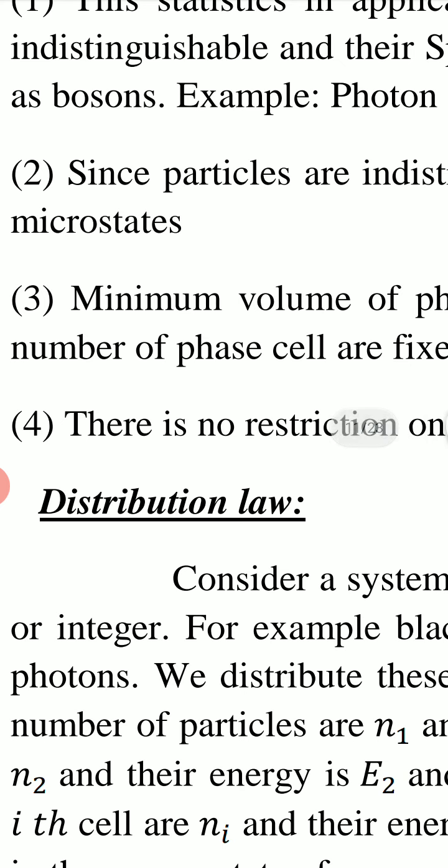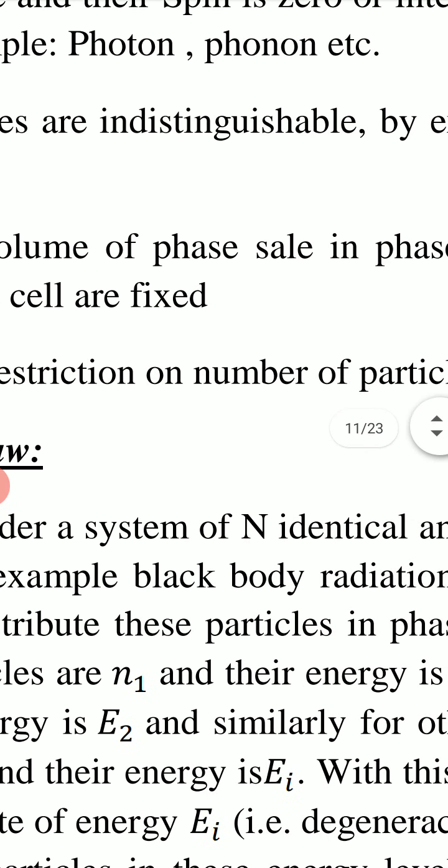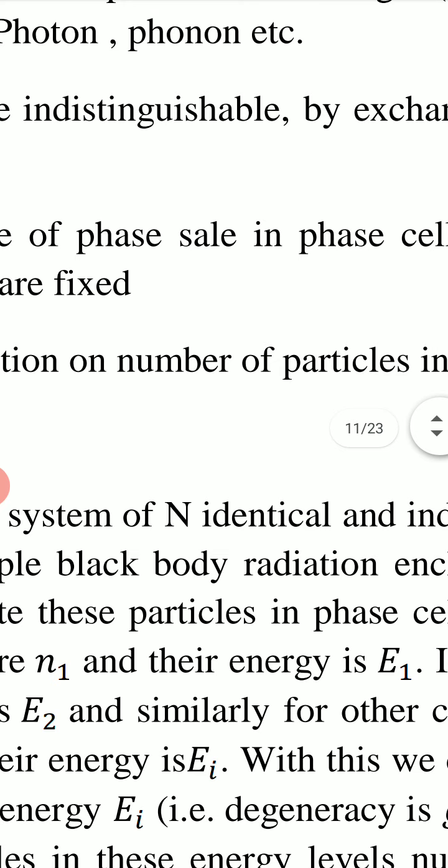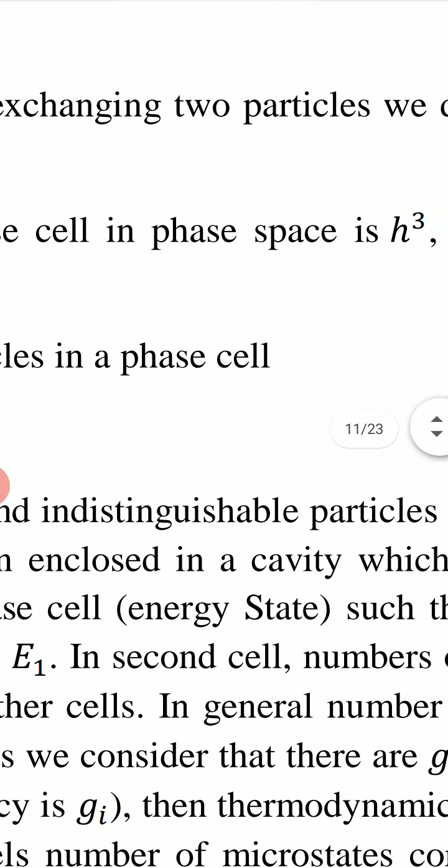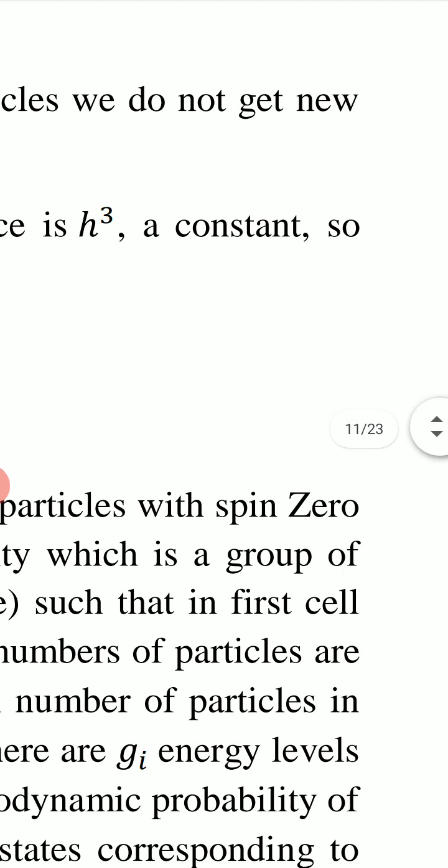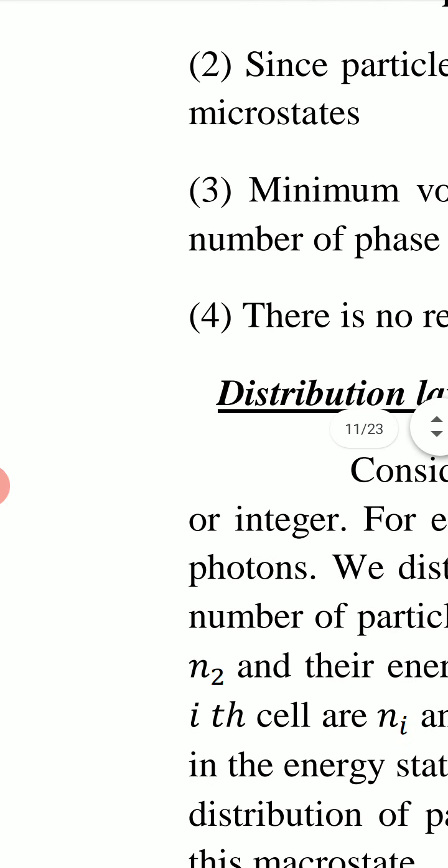Number 2, since particles are indistinguishable, we cannot distinguish between these particles. So by exchanging two particles, we do not get new microstates.